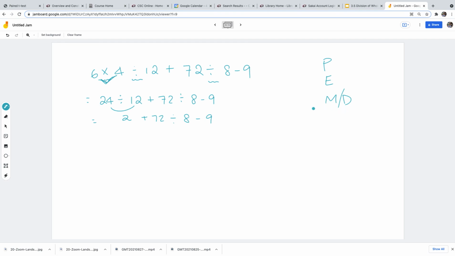We are not done with the MD, right? We still have the division. So you're going to do this one before you add 2 and 72. You shouldn't add these two first, okay? So 2 plus, you're going to do this operation. 72 divided by 8 is 9, minus 9. Now, you can add these two together because of AS. Whichever comes first, you can do that. In this case, addition comes before subtraction. So you need to do the addition. 2 plus 9 is 11. 11 minus 9 is 2.